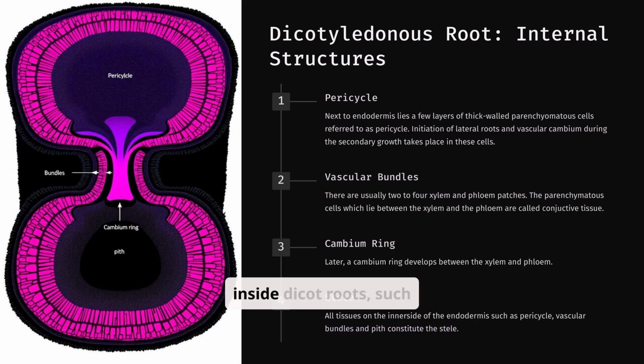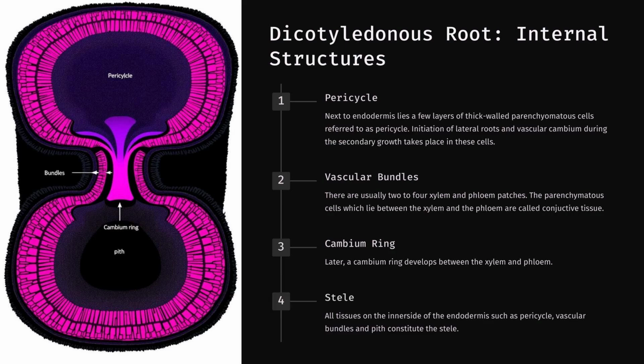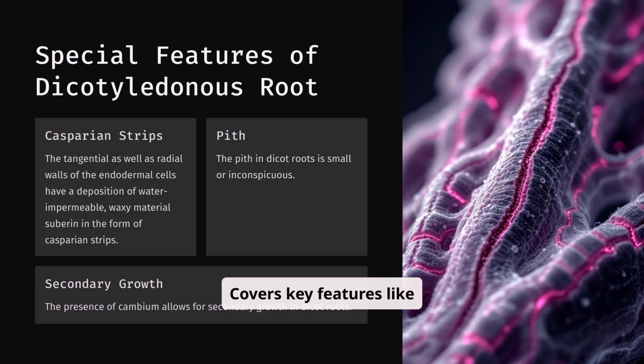Describes components inside dicot roots, such as vascular bundles, cambium ring, and stele, and their roles in growth. Covers key features like Casparian strips, small pith, and secondary growth enabled by cambium in dicot roots.